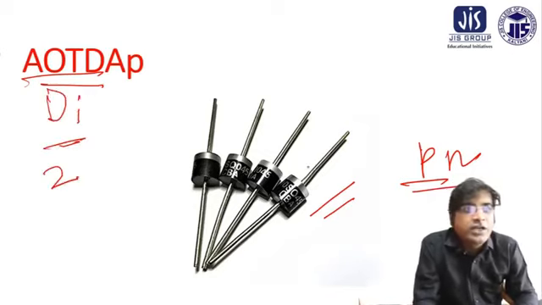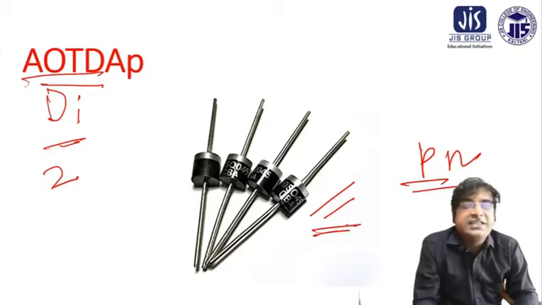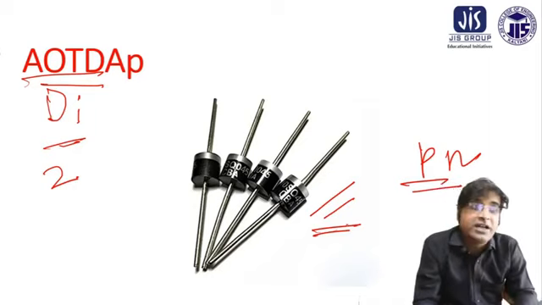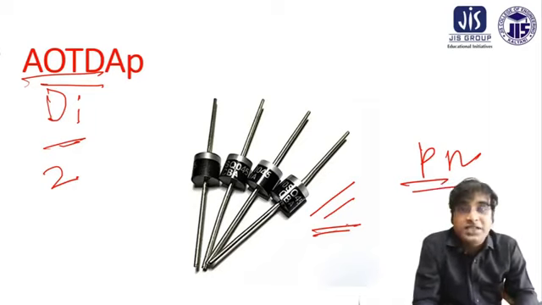Di means two. How does the concept of two come in here? It is called a diode because of the dielectrode concept, that's why it is called the diode. And where does the concept of the diode come from? The diode concept comes from the diode valve concept. It is very important to know that this PN junction is not the first diode; the concept of the diode comes from the diode valve.